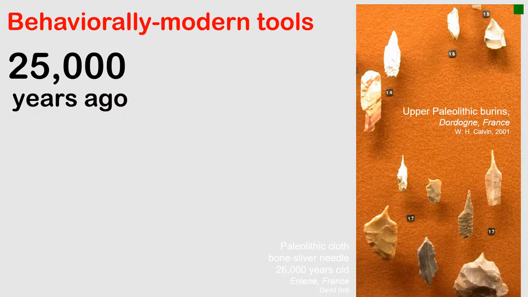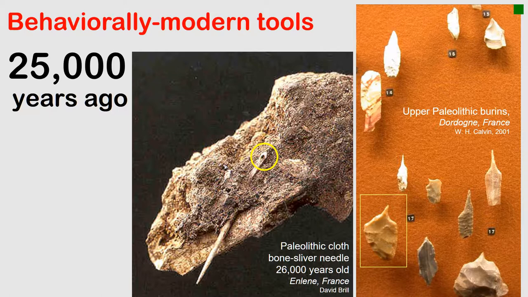The behaviorally modern tools get rather fancy by the time you get to 25,000 years ago. I mean, take a look at some of these really fine points that have been made by chipping away at surrounding rock. This one, for example, has got a good surface for your thumb. And of course, it looks like it ought to be very good at boring holes. And indeed, holes were bored. It's a sliver of bone that has been made into a needle.